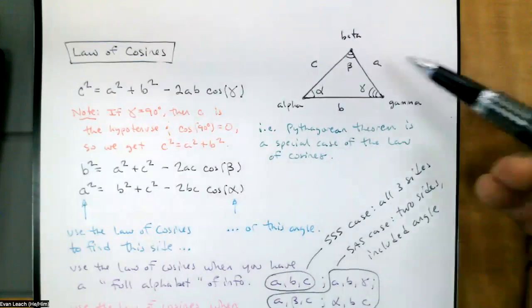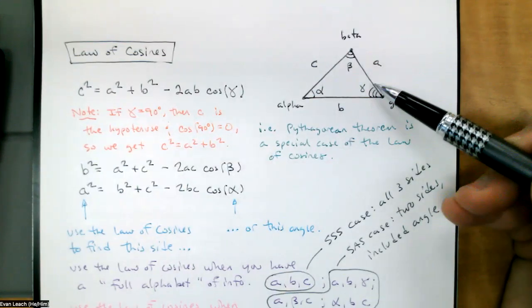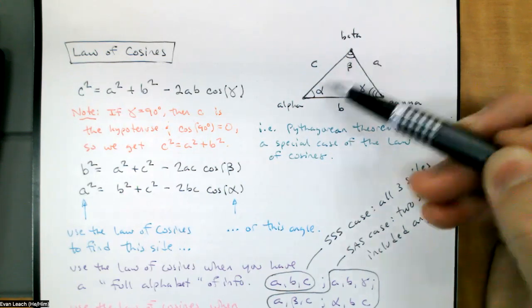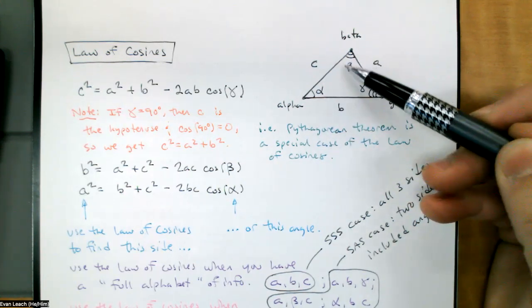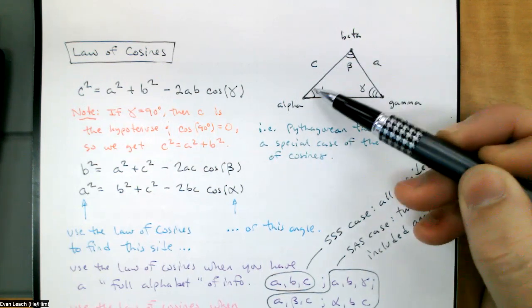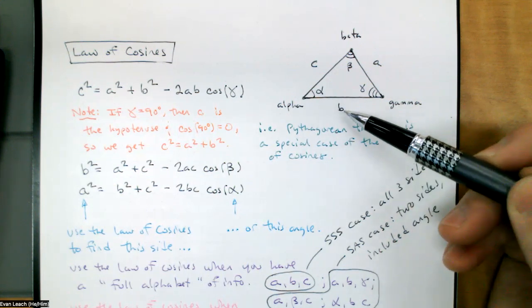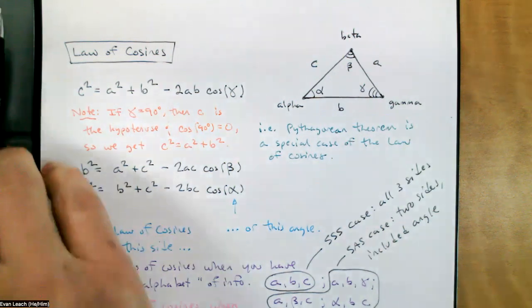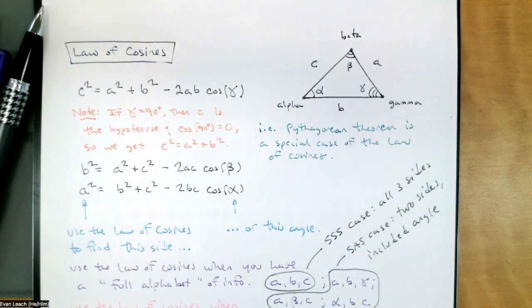Notice that sides A and B have gamma included in them. Gamma is made up of the sides A and B. Sides A and C form the angle beta. So beta is included in sides A and C. And angle alpha is included in sides B and C. So 2 sides and the included angle. The angle is always named for the side opposite, so the side that's not touching it. So A and alpha, B and beta, C and gamma are opposite pairs.